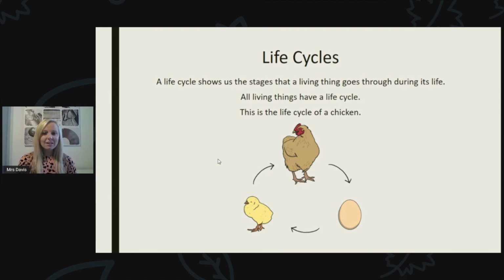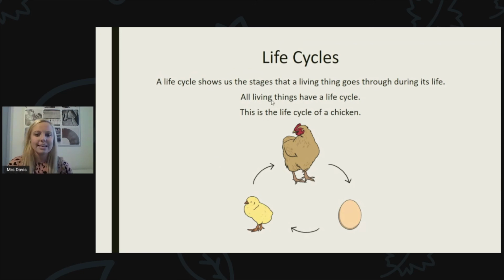Okay, now life cycles, as we saw earlier, show the stages. So we saw this picture earlier of an egg and a chick and a chicken, but actually now we're looking at it in a different way. It's not in a straight line, it's in a circle, a cycle. So a life cycle shows us the stages that a living thing goes through during its life. All living things have a life cycle.